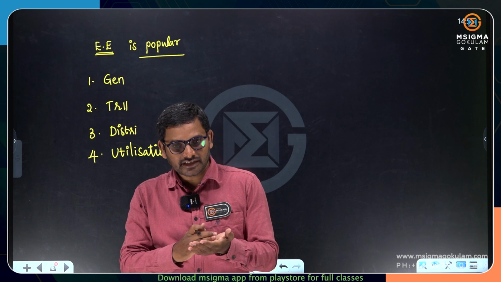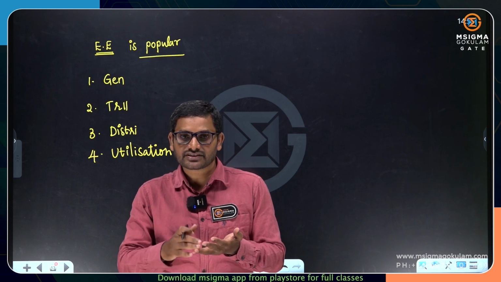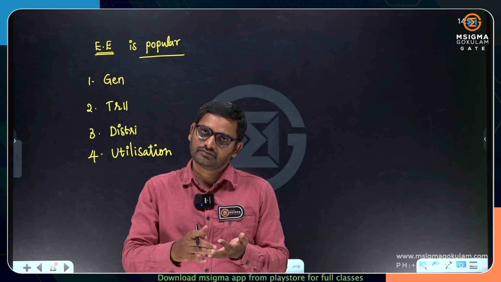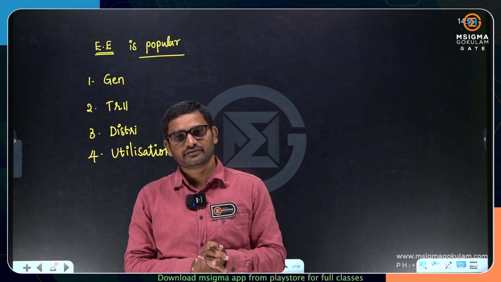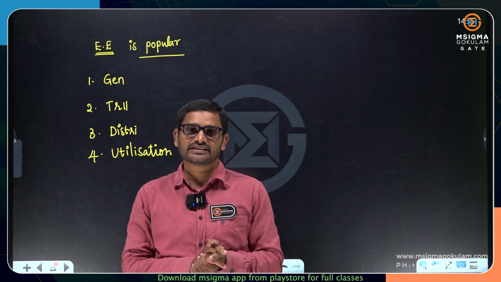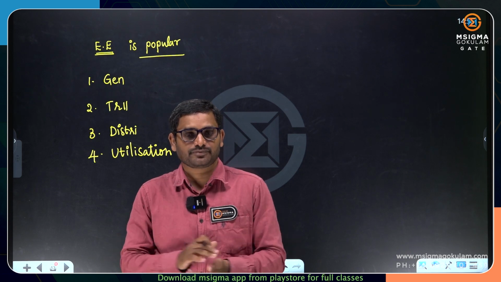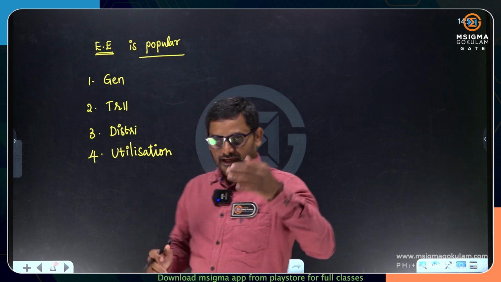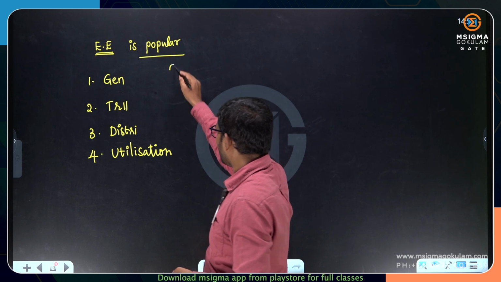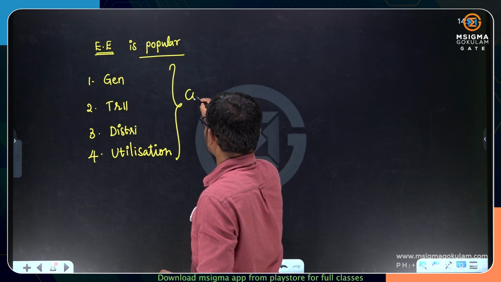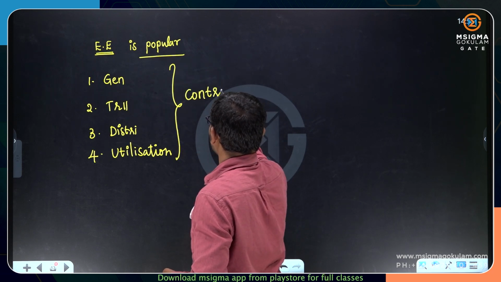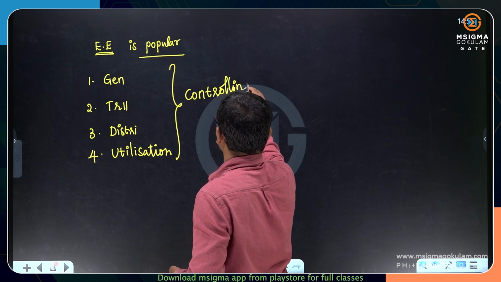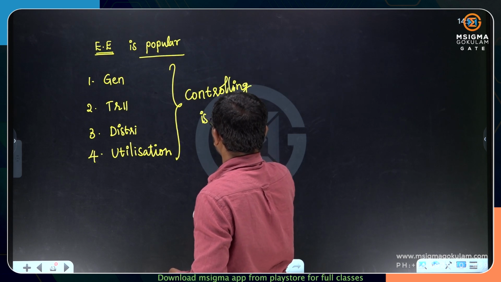Electrical energy can be converted into light energy, heat energy, and mechanical energy, whatever the form you want to convert. Conversion is easy at the utilization point, at the customer point. And along with this, at all stages, controlling is very, very easy.